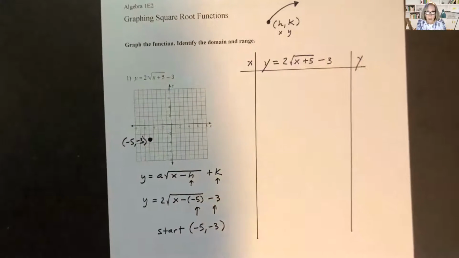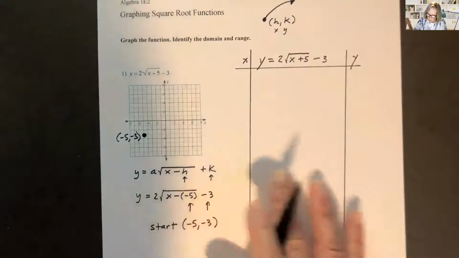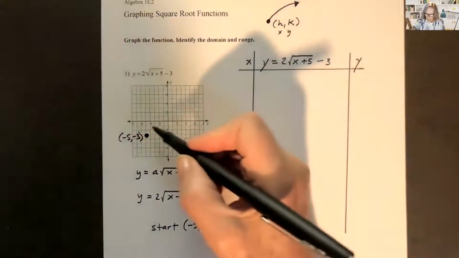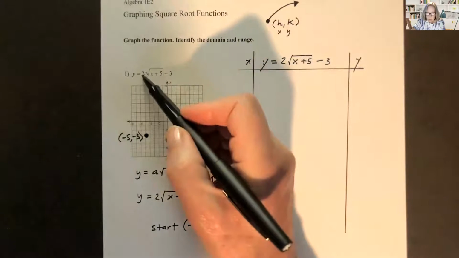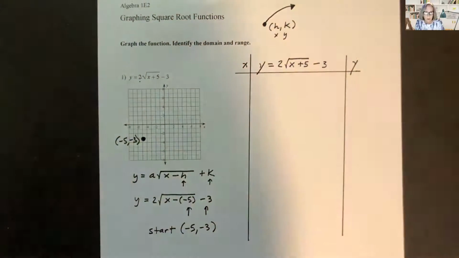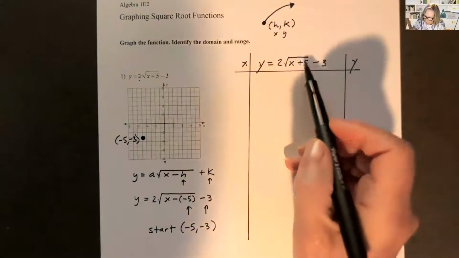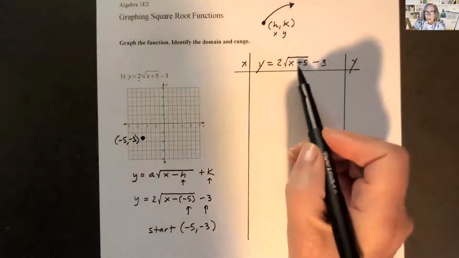Okay, so now after that, I want to find a couple more points that are on this graph so that I can see kind of where it goes. I know the parent function goes like this. This is going to be a little steeper because that A value is greater than 1. So what I want to do is find values for X that will make this a perfect square under the root sign.